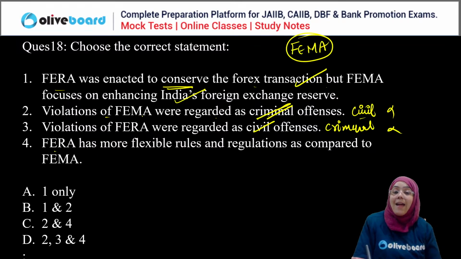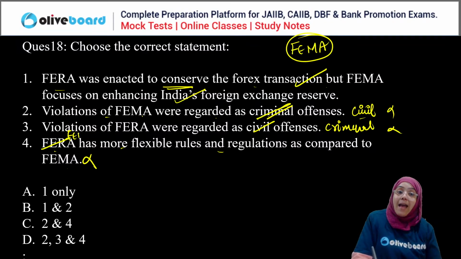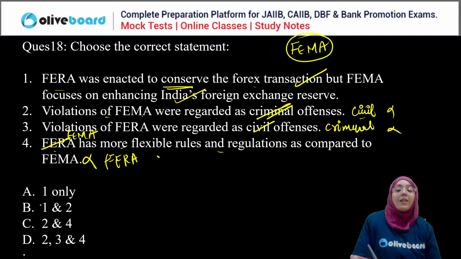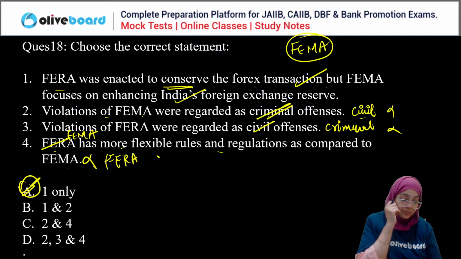Now, third, FERA has more flexible rules and regulations if we compare it to FEMA. False. Actually, FEMA has more flexible rules and regulations if we compare it to FERA. So the correct answer is one only. A is the correct answer.